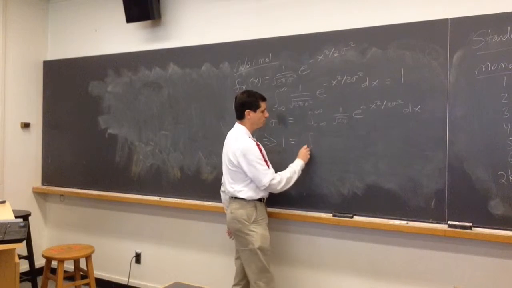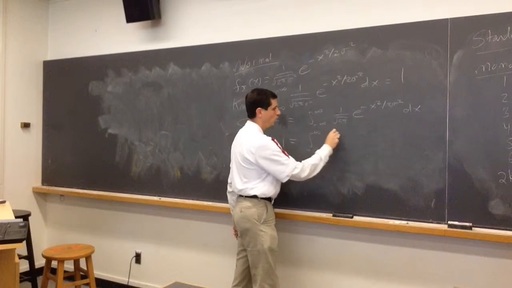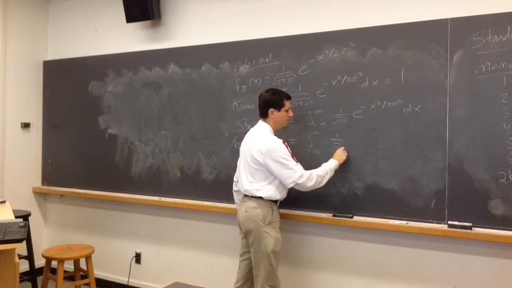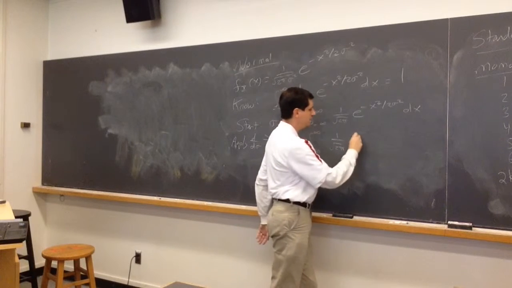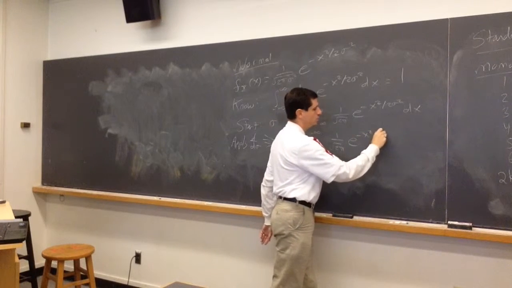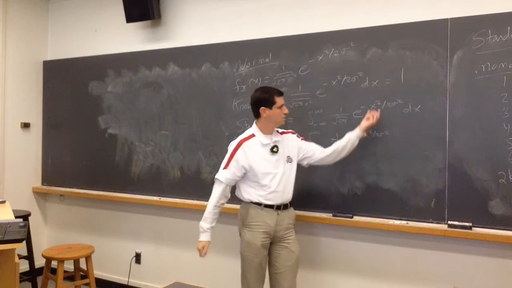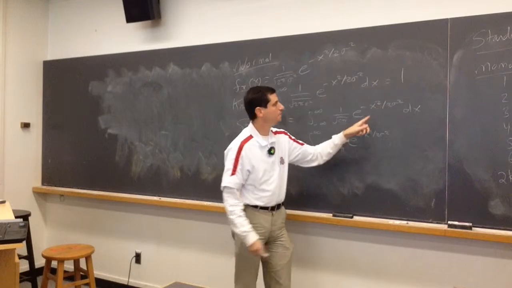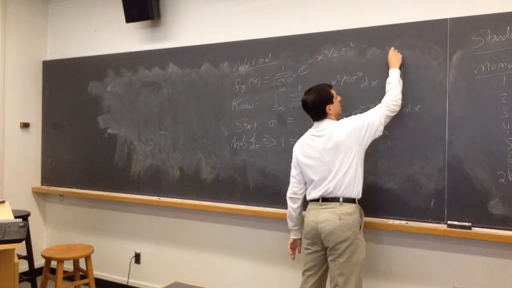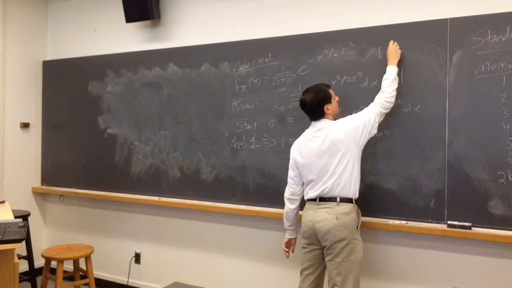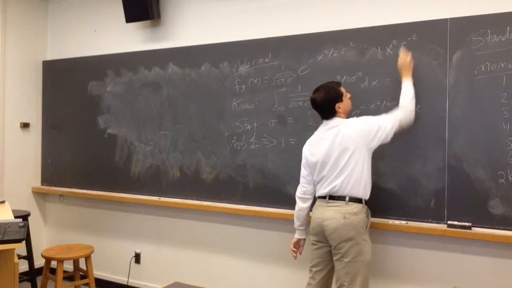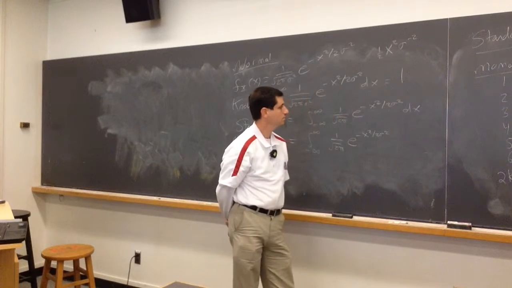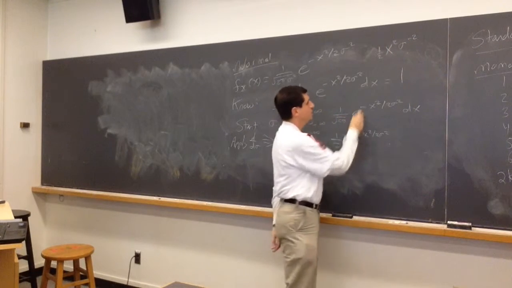So we get the integral from minus infinity to infinity, 1 over square root of 2 pi, and now we have e to the negative x squared over 2 sigma squared. Now we have to take the derivative of this. All right, this is really 1/2 x squared sigma to the negative 2. And we actually have a negative here.